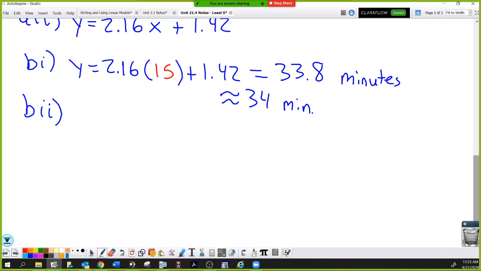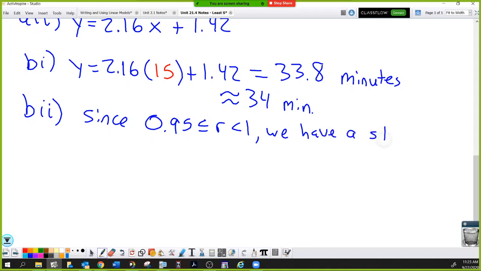So if on your test it says to comment on the reliability, you need to be using words. So I wrote since, and I used one of the known intervals. Remember, you're not required to memorize these. So they would be given to you usually if you had to use them, but I'm just going to go ahead and use it. So since R is between those two values, our data has a strong positive correlation.